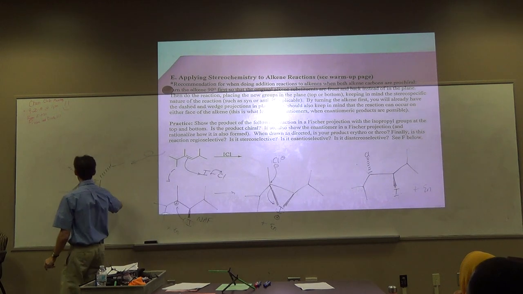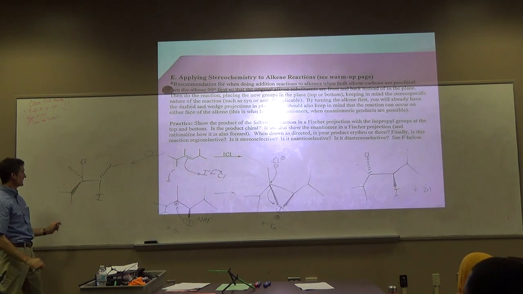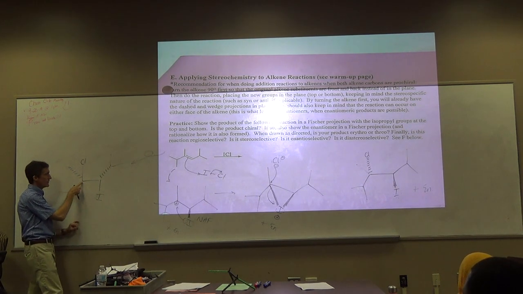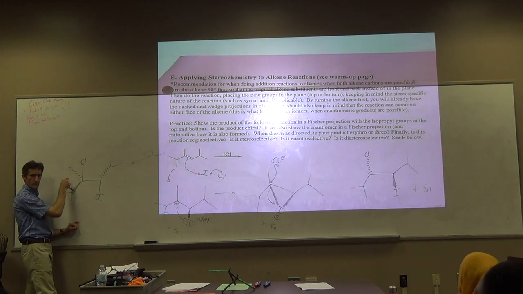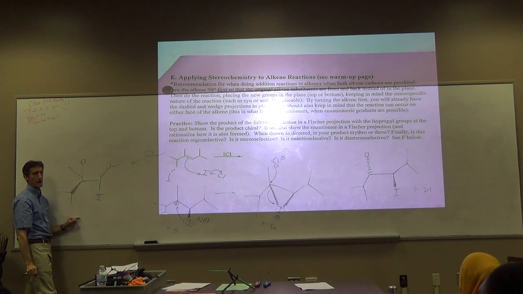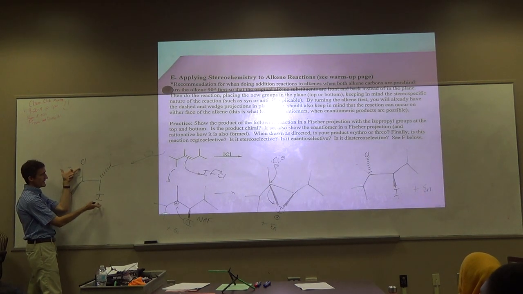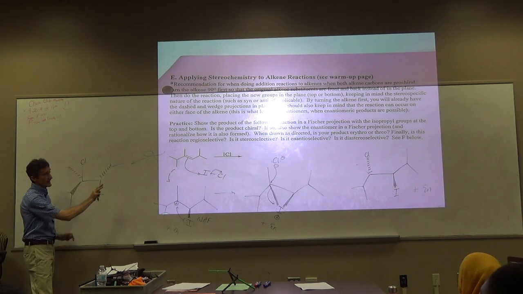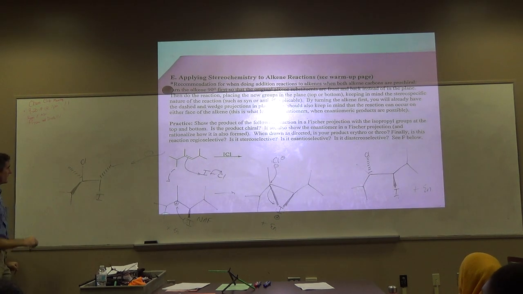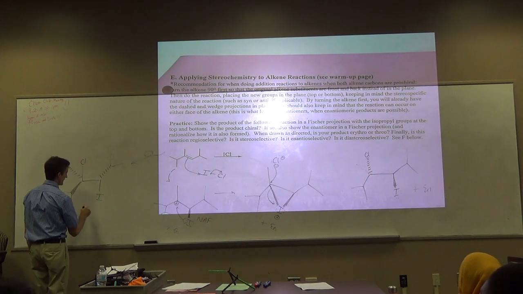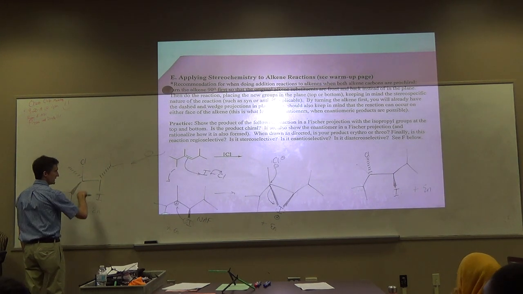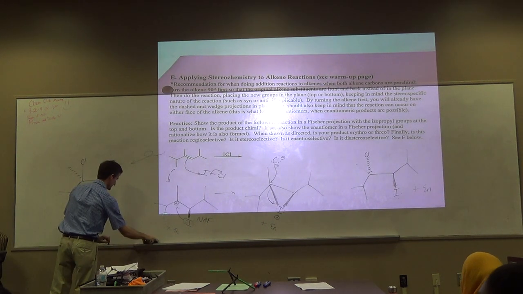This is a better way to do it. Now we have projection because now look at this carbon over here. Two in the plane, one forward, one back. I recommend doing it this way. Understanding how things are added, and just add them. Once you figure this out, you don't even really have to do mechanism, plus an enantiomer. Now we can do this in a Fischer projection.